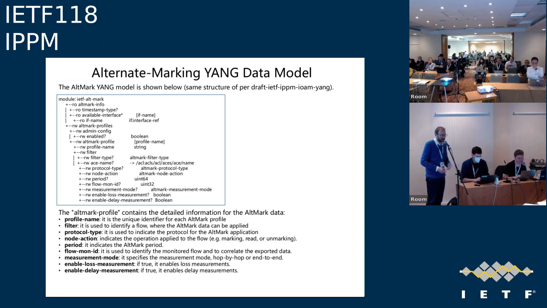Just a few words about the detailed information. Of course we need to specify the profile name, the filter, the protocol type, the node action, the flow identification, the measurement mode, and whether you want to enable loss measurement and delay measurement. So please review, and any comments and input are welcome. I also want to take the occasion to invite the author of the other alternate marking data model to join this work and our effort to put this work forward. So thank you.